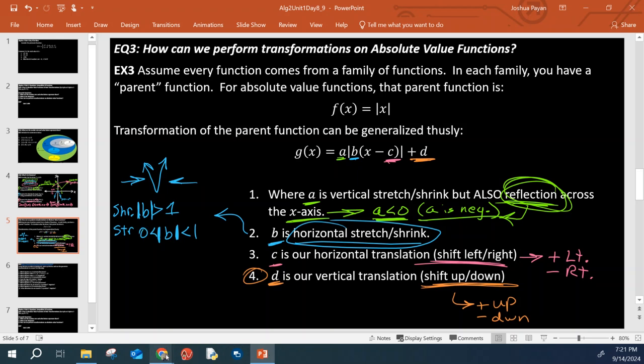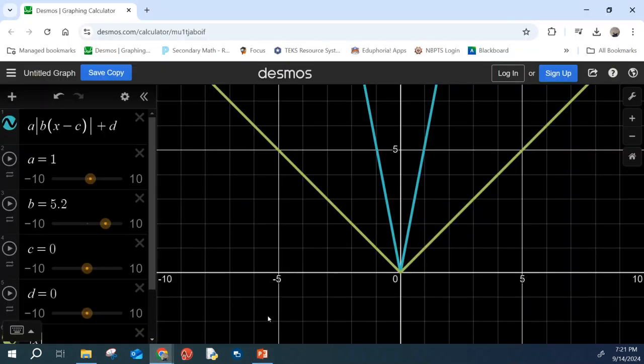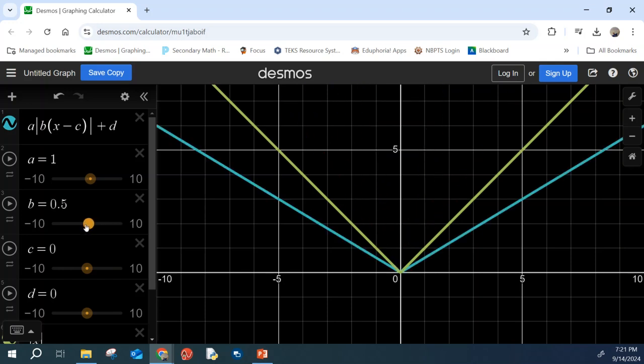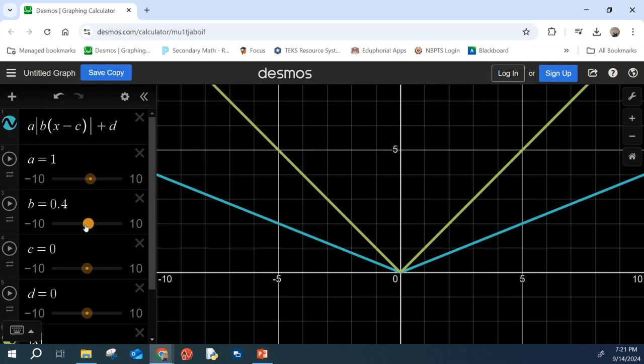So again, let's say B is 5.2. Well, duh. We have horizontal shrink. Whenever B is in between 0 and 1, we have horizontal stretch. We're being stretched horizontally. Yes, I know this is really confusing, but you'll get used to it.